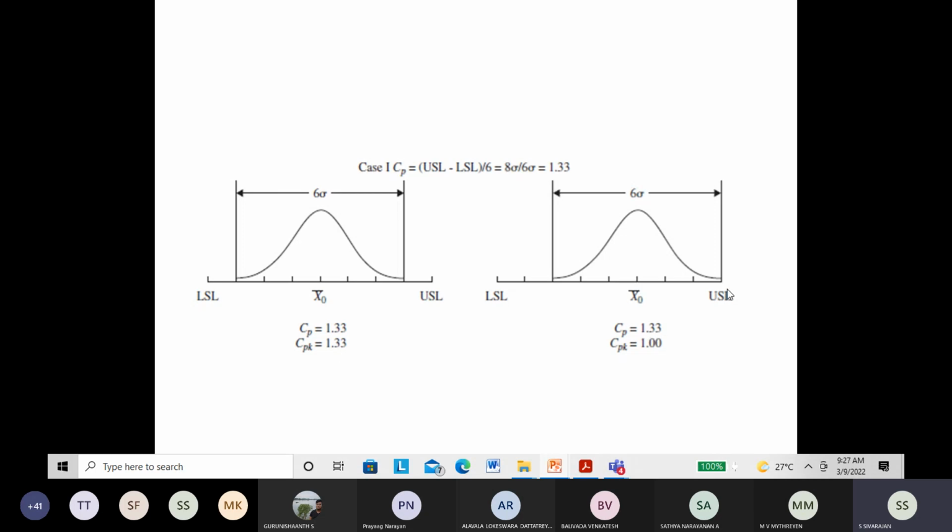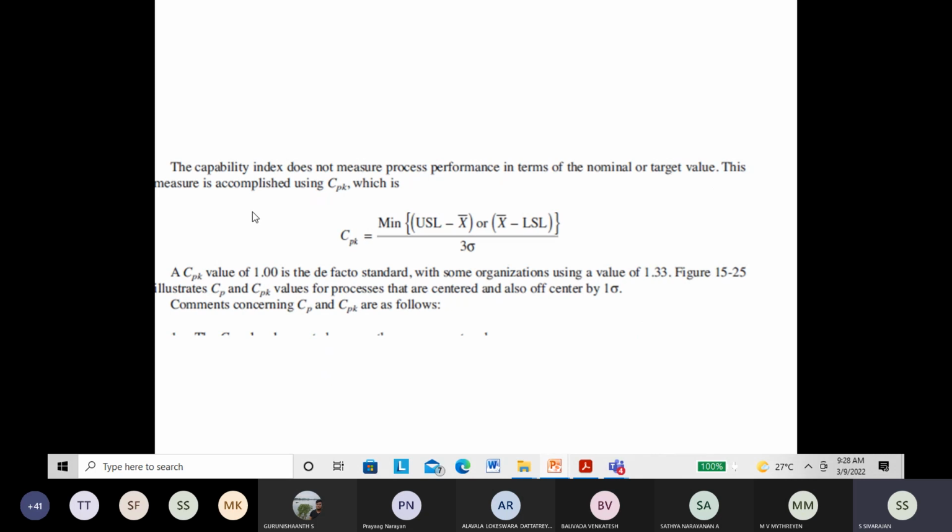The reason is 8 sigma here. 1, 2, 3, 4, 5, 6, 7, 8. So 8 sigma by 6 sigma. This is also, but this is different from here, but you see the CPK value changes. So please remember, CPK value 1 is the de facto standard. If it is less than 1, it is not meeting the specification. So 1 means it's fine.